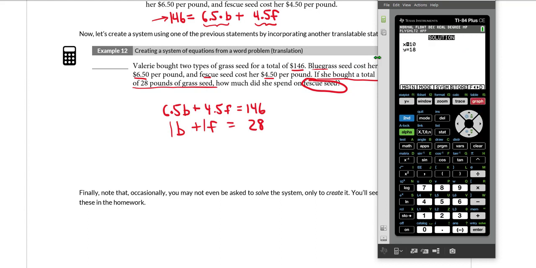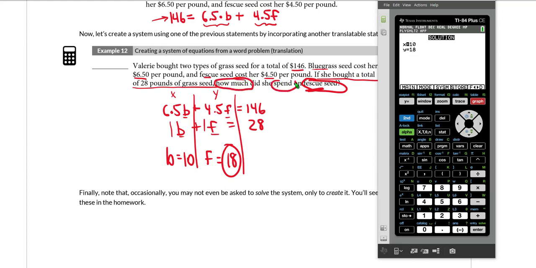Now we do need to understand that this X and this Y correspond to what is in the first column and what is in the second column. The calculator is expecting us to put the X terms in the first column, the Y terms in the second column. We put the B's in the first, the F's in the second. That means that X corresponds to B and Y corresponds to F. So we have that the B, the bluegrass, is going to equal 10, and the fescue is going to equal 18. But they're actually asking us, I should have circled this, how much did she spend on fescue?